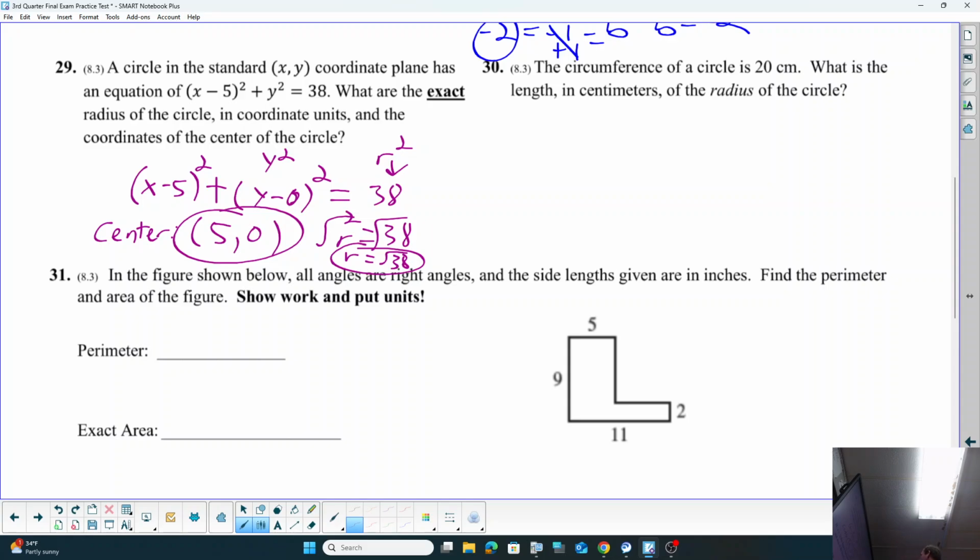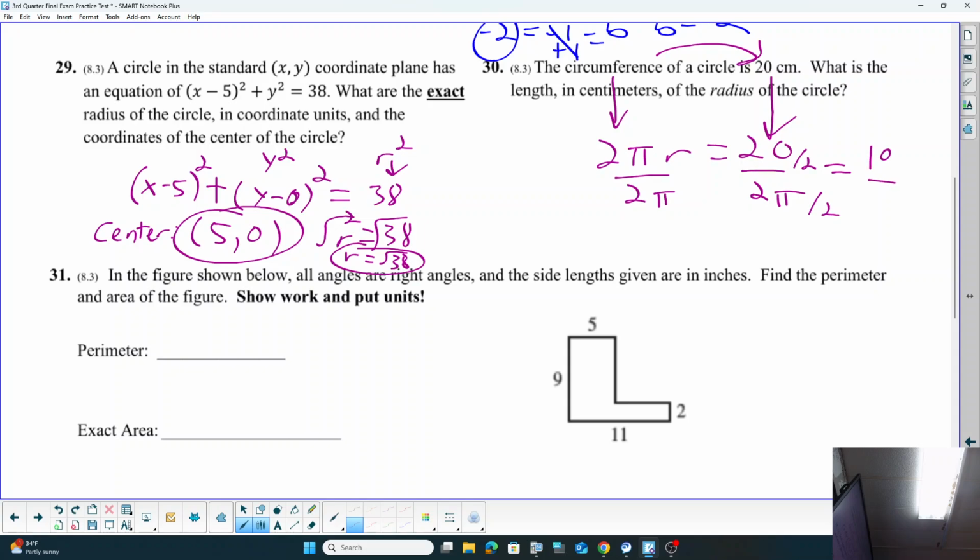Yeah, nailed it. Circumference of the circle is 20. What is the length of the radius? So circumference is 2 pi r, and the circumference is 20, so they equal each other. And then we just divide by 2 pi and divide by 2 pi. And so that reduces to divide by 2, 10 over pi.